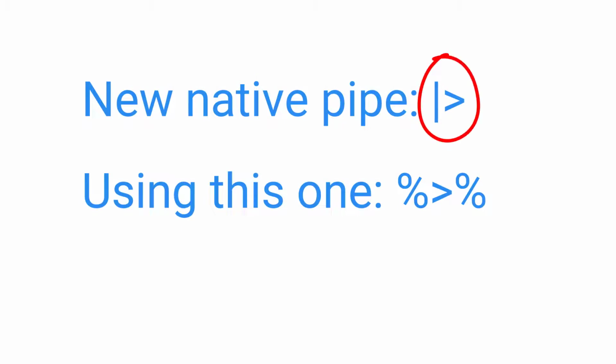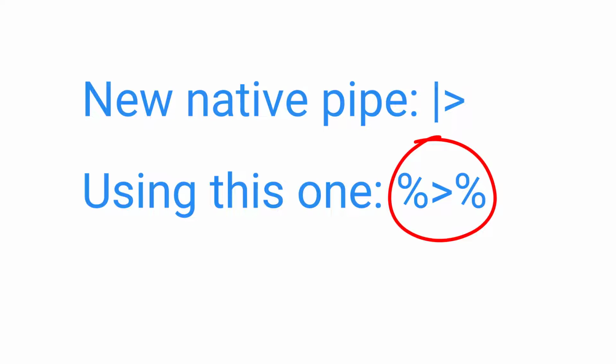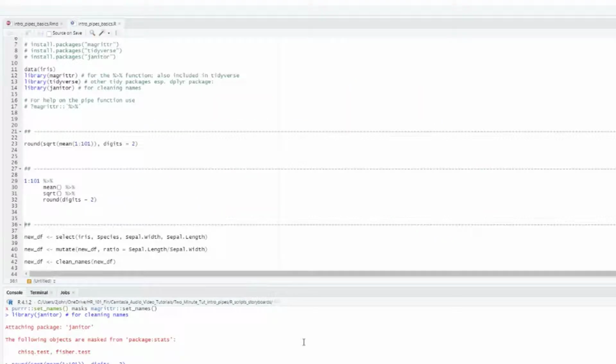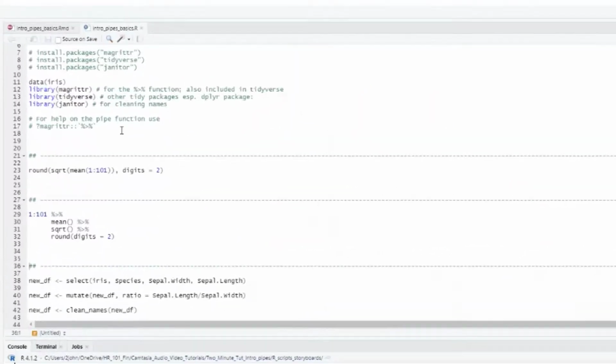Please be aware that there is now also a native R pipe function, and it looks like this. But I'm going to stick with the magrittr version because it's still the most common, although they work basically the same way. Let's first load some data and the packages we need for our examples.